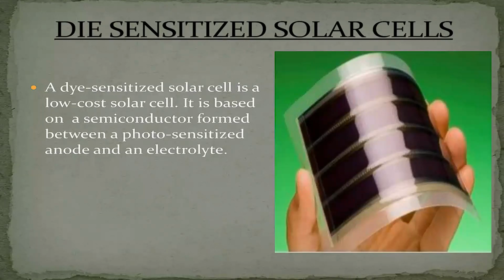Dye-sensitized solar cell. A dye-sensitized solar cell is a low-cost solar cell. It is based on a semiconductor formed between a photosensitized anode and an electrolyte. Electrolyte is a solution which conducts electricity through it, that is a material which conducts electricity between an anode and a cathode. The solar cell is placed in between these two, and it acts as a solar cell here.